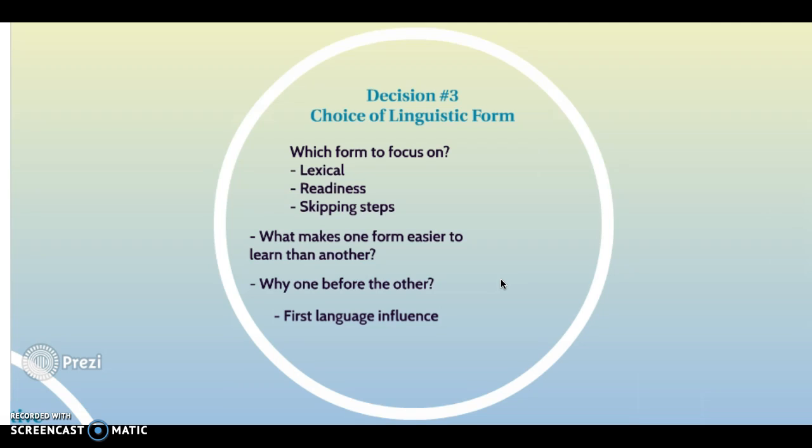Unfortunately, research often produces conflicting results. Some say it is okay to skip a step, while others say that it is not possible to skip a step. No matter which research you rely on, they all agree that it is not possible to skip an entire stage. Important questions are: what makes one form easier to learn than another? Why one before the other?